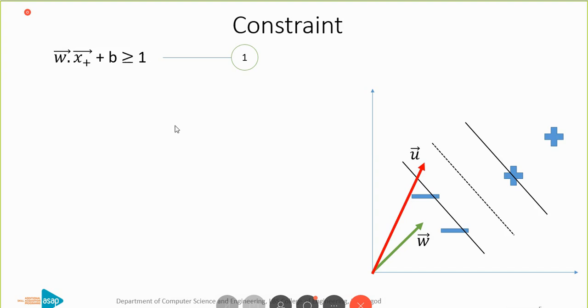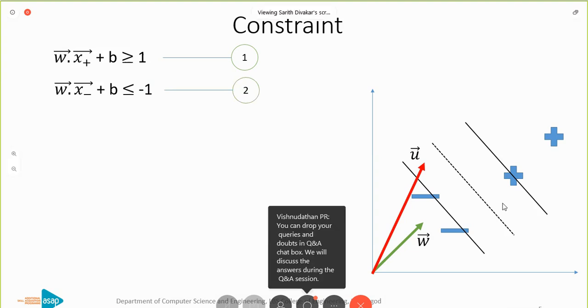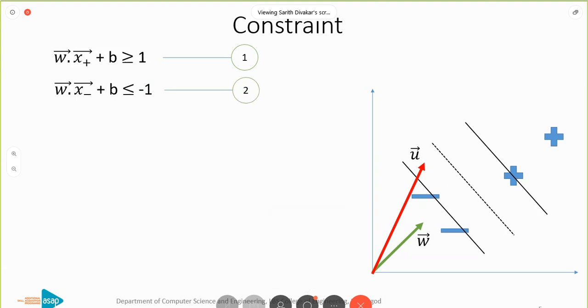Now, what about the negative samples? If the sample is negative, the decision rule will give you a value of minus 1 or lesser. So you can be anywhere in the street, greater than or less than 0. But if you are on the right side of the street, the decision rule will give you a value greater than or equal to 1. Or if you are on the left side of the street, you'll get a value of minus 1 or less than minus 1. Those are the two decision rules that we have now.